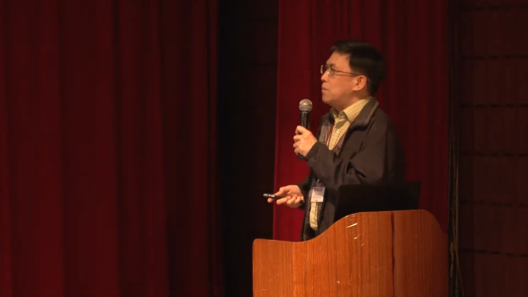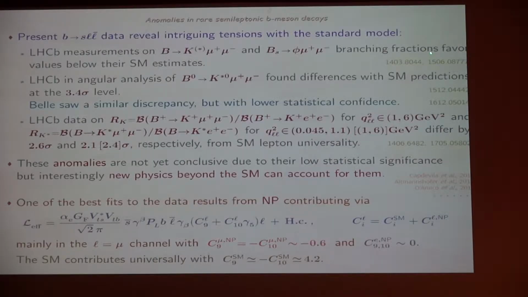Okay, as many in the audience know, the current B to SLL data have intriguing tensions with the standard model. And these tensions are mostly coming from LHCb's recent measurements of these exclusive B to SLL, B to S mu mu especially, decays. For instance, the branching ratio measurements of these decays mostly favor values below the standard model predictions. And then there's also some tension in one of the angular observables in B to K star mu plus mu minus decay. This tension is also observed by the Belle experiment, although the statistical confidence is low.